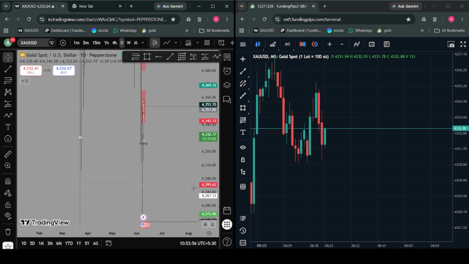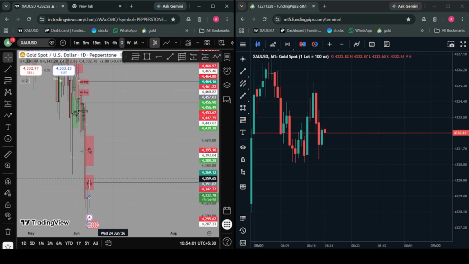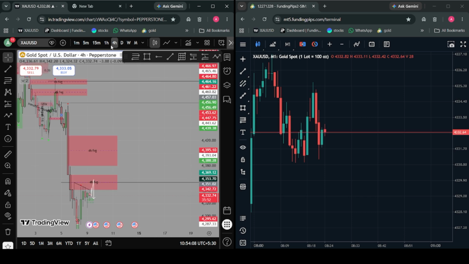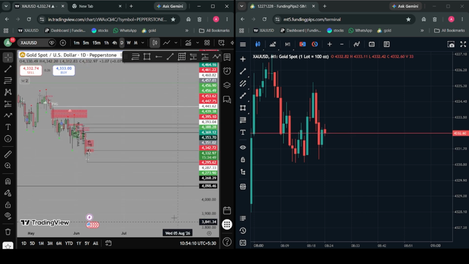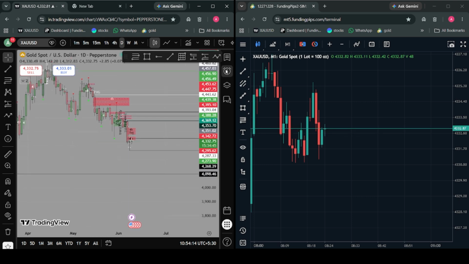तो डेली में यहाँ पे एक फेयर वैल्यू गैप भी रेस्टिंग है. ये हमारा डेली फेयर वैल्यू गैप है. So of course it will be respected. And where is the price heading? So यहाँ से जब प्राइस आता है we can target this low over here.